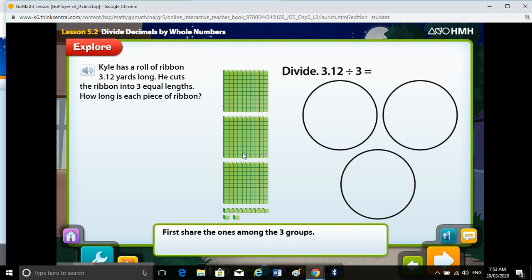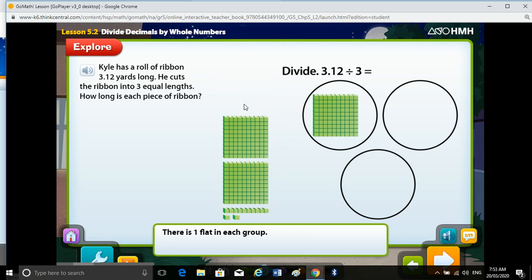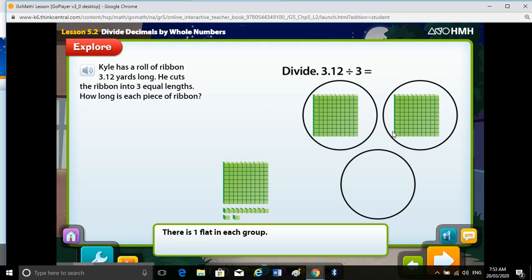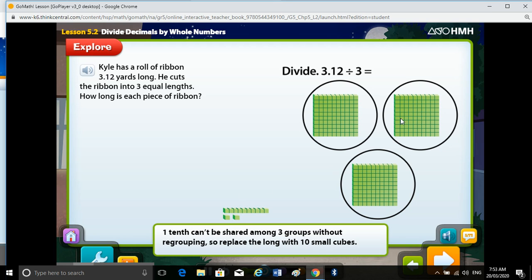First, share the ones among the 3 groups. So 3 divided by 3: there is 1 flat in each group. 1/10 can't be shared among 3 groups without regrouping, so replace the long with how much? With 10 small cubes.